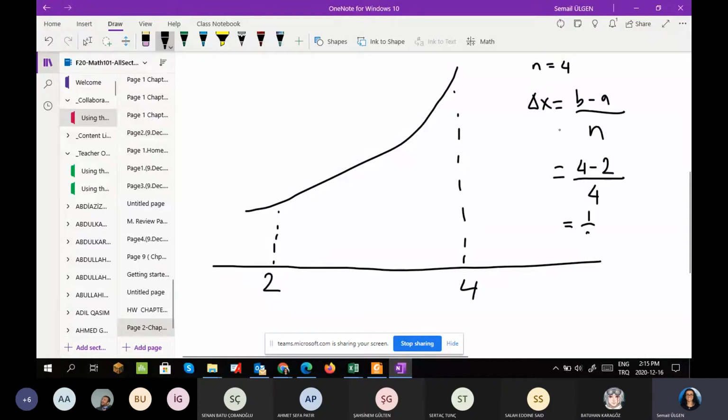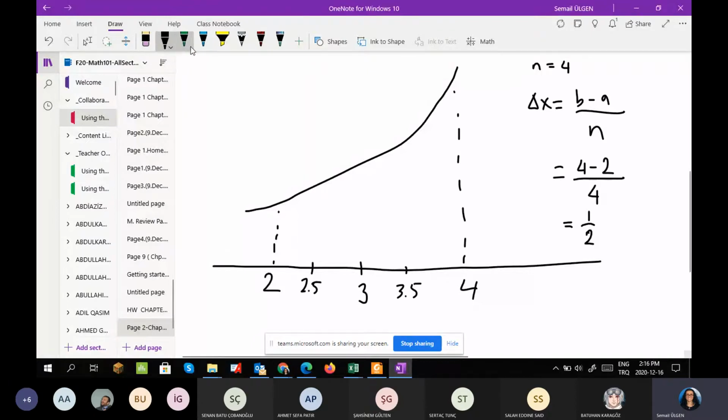So the subintervals have the length 1 over 2. So this is 3, and this one is 2.5, and this is 3.5. Okay. Now they are saying use the midpoint.